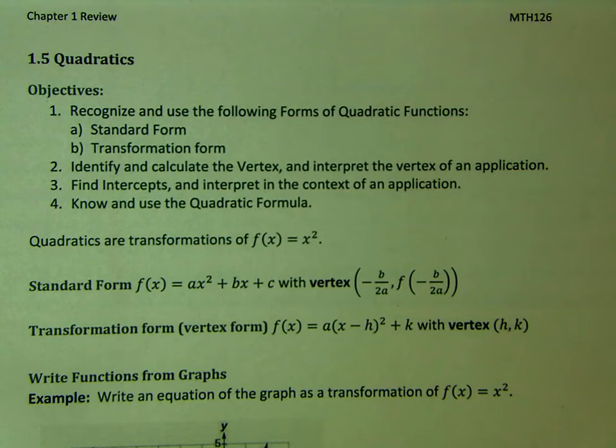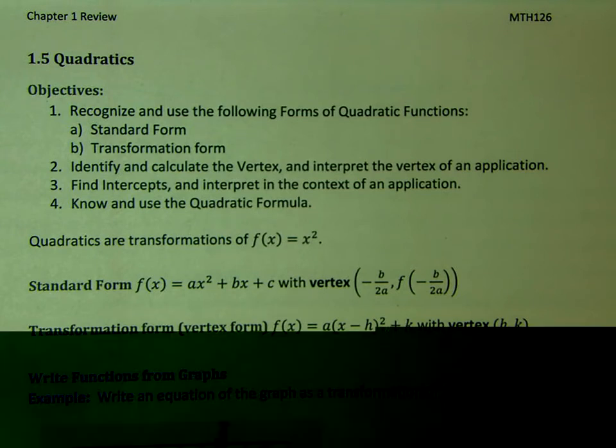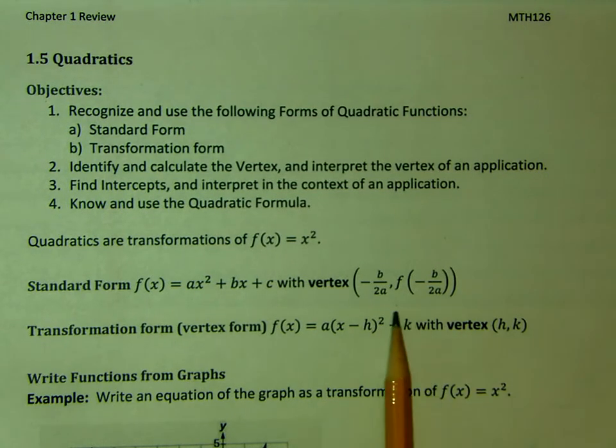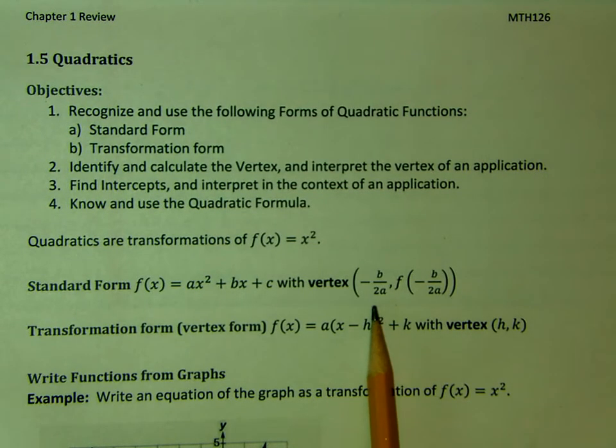Quadratics are transformations of our toolbox function f of x equals x squared. Standard form of a quadratic function is f of x equals ax squared plus bx plus c with a vertex at an input value of negative b over 2a, which you then sub into the function to find the output value.